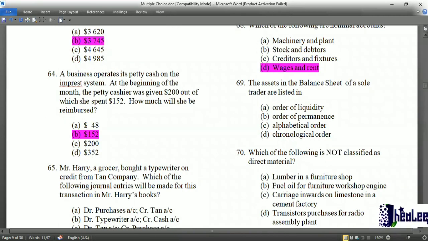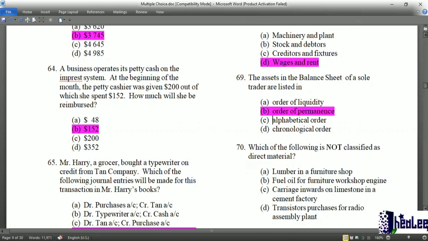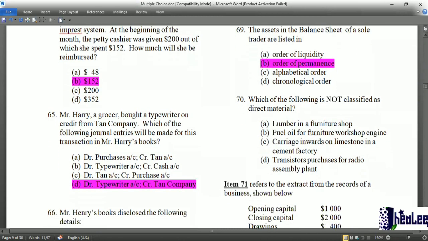Number 69, the assets in the balance sheet of a sole trader are listed in order of permanence. So you go by way of showing the item that would stay in the business the longest to the least permanent item. Number 70, which of the following is not classified as direct material? And that would be the fuel oil for furniture workshop engine.